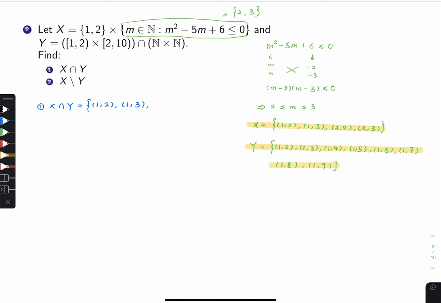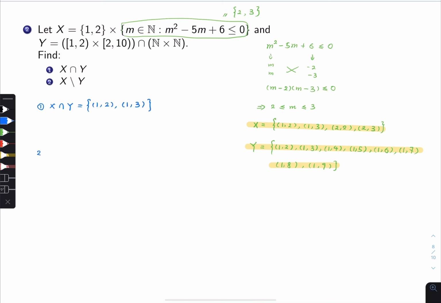The next element is (2, 2). We don't have (2, 2) in Y. And then (2, 3), we don't have (2, 3) in Y either, so that's our X intersect Y.